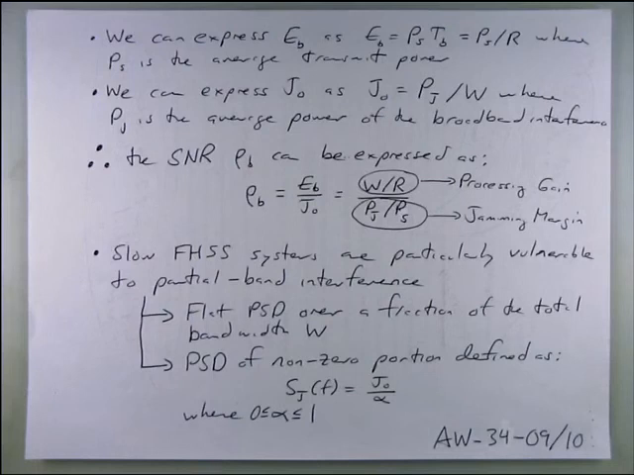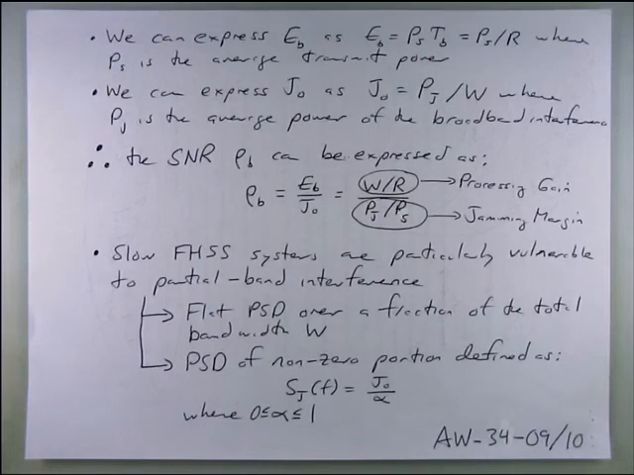Just kidding. Okay, so what happens is, again, the wideband jammer has a flat PSD, and so what we want to do is, first of all, the PSD of the non-zero portion is defined as J naught over alpha. Hey, what's that? Duty cycle, right? But this is a frequency one.